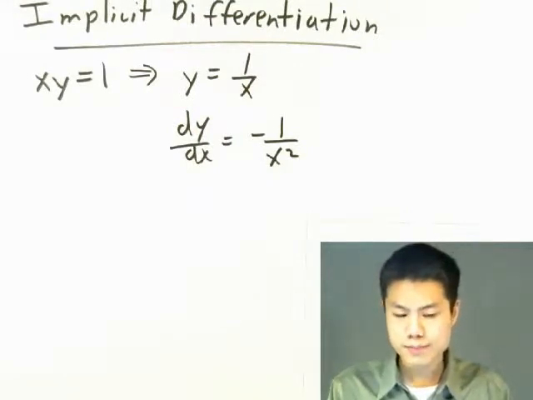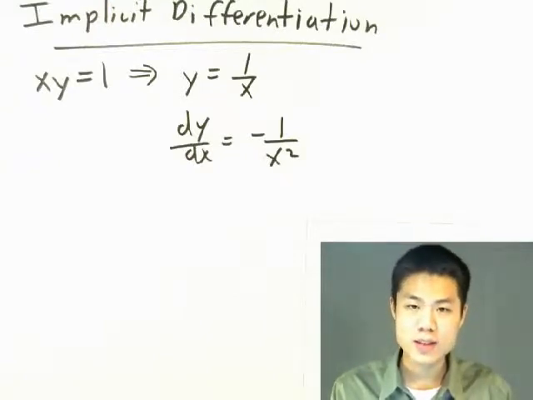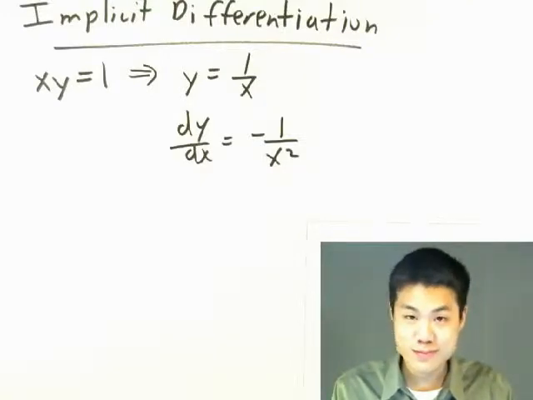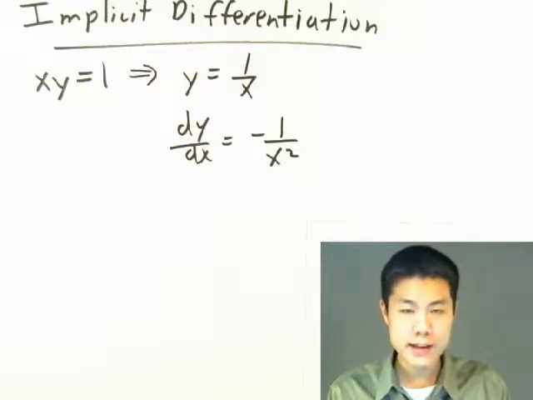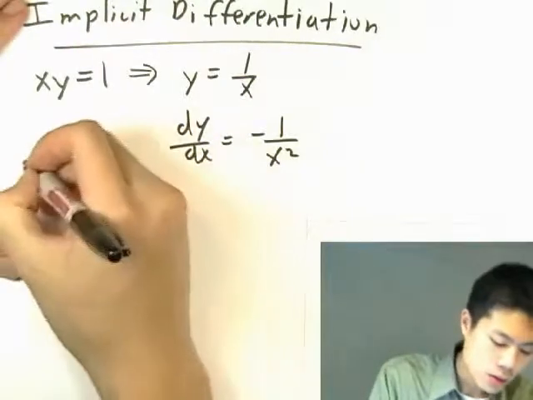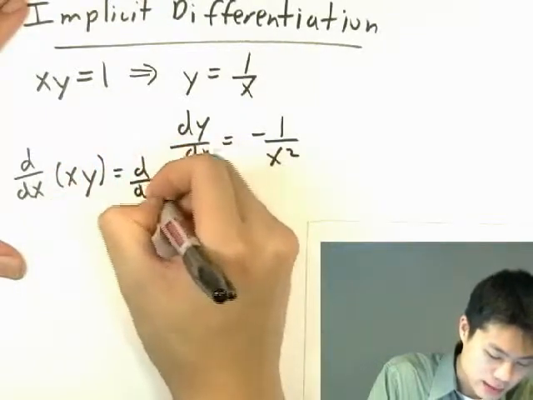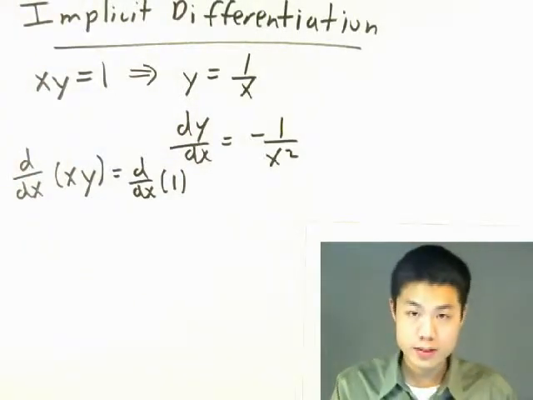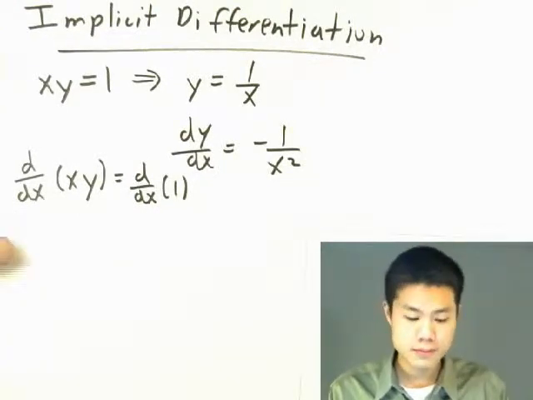However, say I told you, no, you're not allowed to divide through by x for some odd reason. Okay, so then what would you do? So here's a little trick. We're going to take the derivatives of both sides with respect to x. Now that's going to look kind of weird at first, but just stay with me here. So we're taking the derivative of both sides with respect to x.